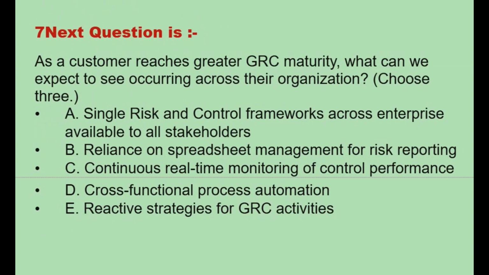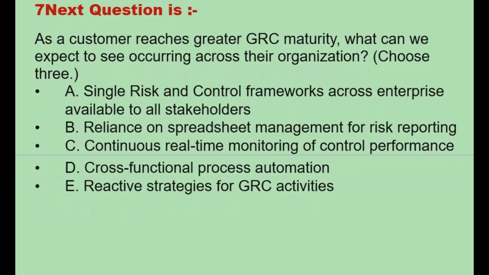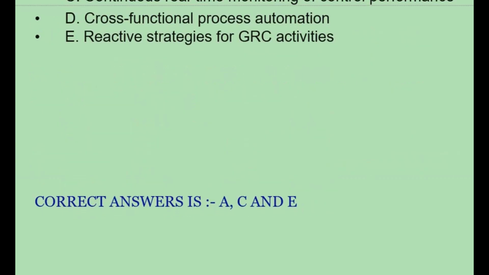Question is, as a customer reaches greater GRC maturity, what can we expect to see occurring across their organization? Choose three options. Option A, single risk and control frameworks across enterprise available to all stakeholders. Option B, reliance on spreadsheet management for risk reporting. Option C, continuous real-time monitoring of control performance. Option D, cross-functional process automation. Option E, reactive strategies for GRC activities. Correct answer is option A, C and option E.